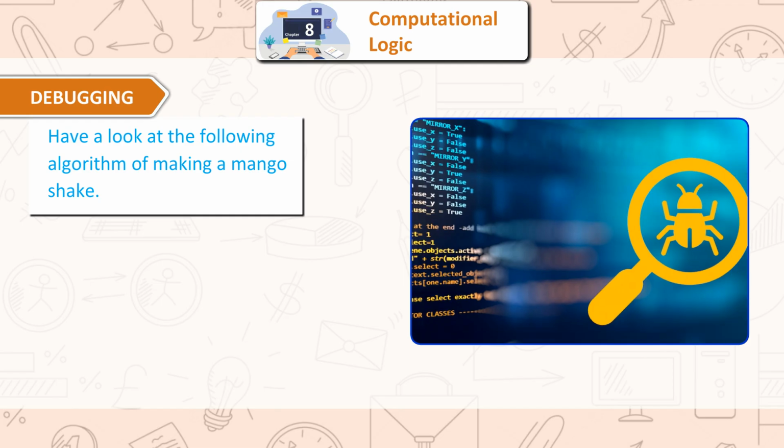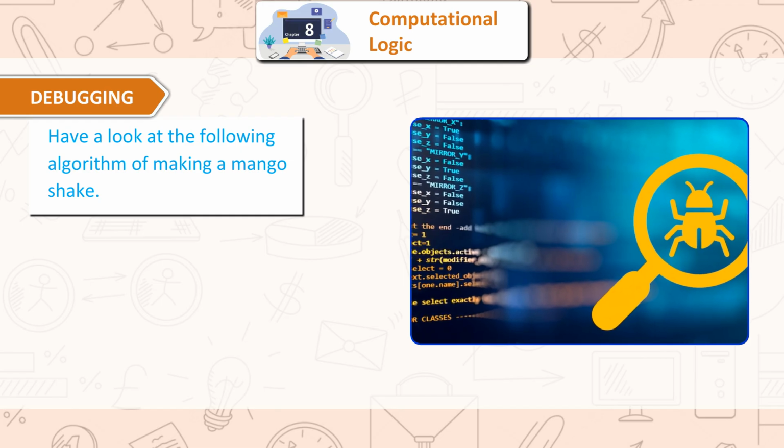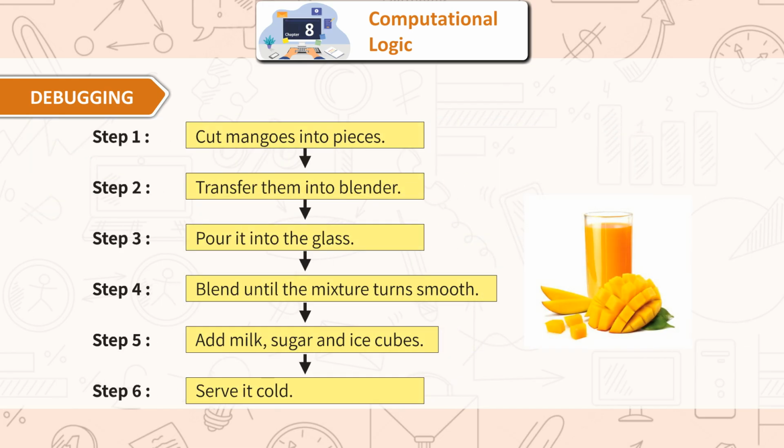Learn to debug the program using the real-world examples of algorithms. Have a look at the following algorithm of making a mango shake. Step 1. Cut mangoes into pieces. Step 2. Transfer them into blender. Step 3. Pour it into the glass. Step 4. Blend until the mixture turns smooth. Step 5. Add milk, sugar, and ice cubes. Step 6. Serve it cold.